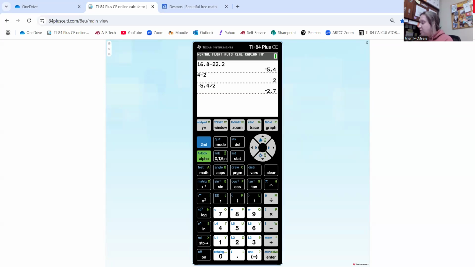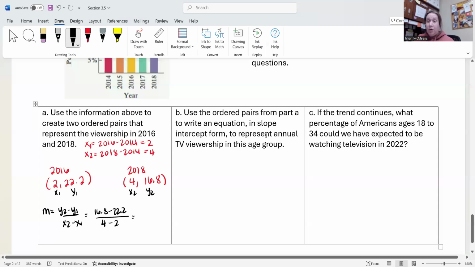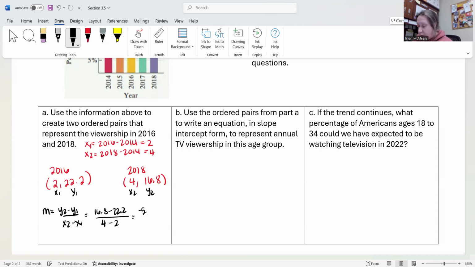Let me go back to the worksheet. Ordinarily, when we're doing slope, we want to keep it in fraction form, but in this case, we're talking more about a rate of change, so we're going to write this as a decimal. Negative 5.4 over 2 is negative 2.7, so my slope here is negative 2.7. It truthfully does not matter which of the two ordered pairs you use, the information from 2016 or from 2018. We're just playing around with this idea of point slope form. So let's say that we choose 2016.